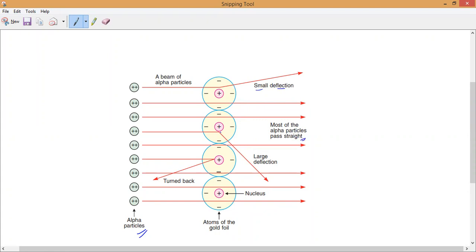Now, most of the particles, they are passing in what lines? Have you checked it here? They are passing in straight lines. And very few, 1 out of 12,000 every time, he noticed, turns back. Turned back, exactly. So these are the 3 observations he noticed.